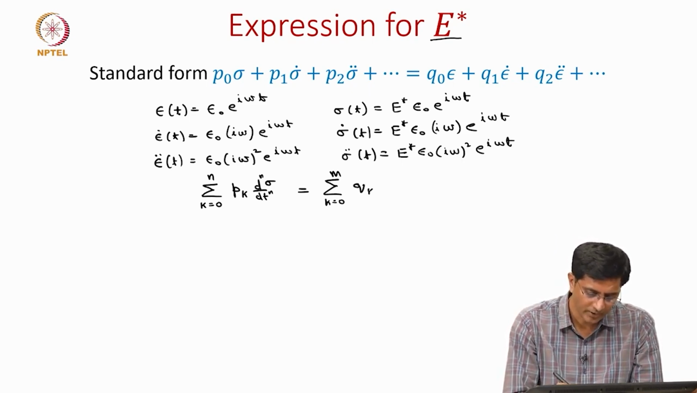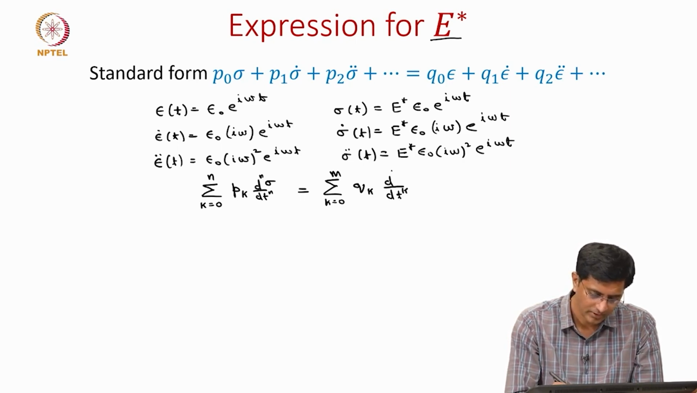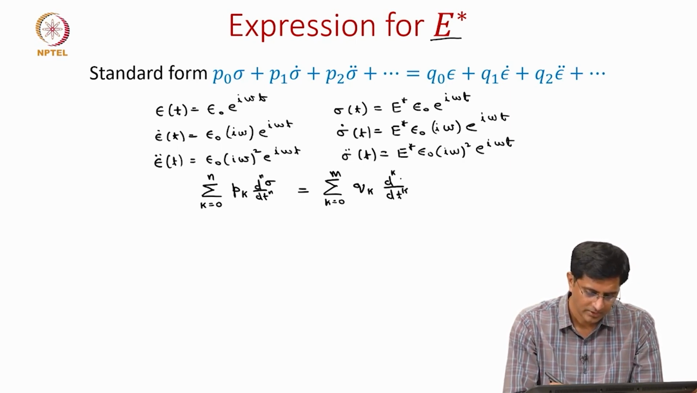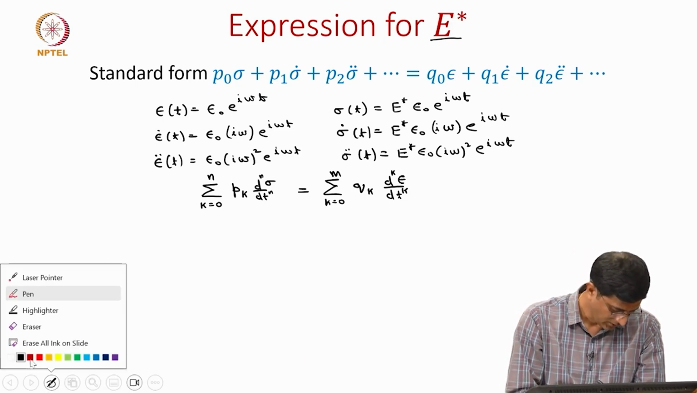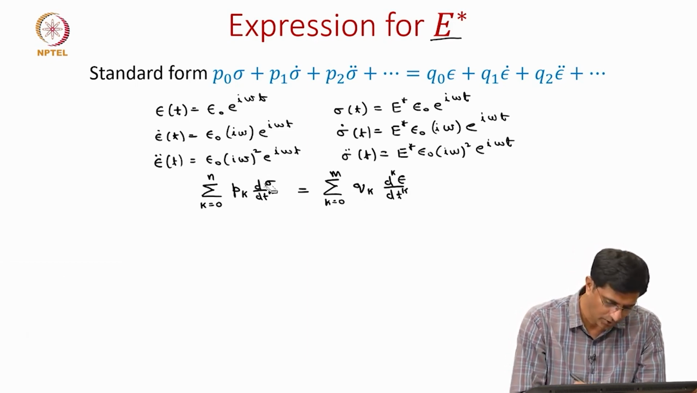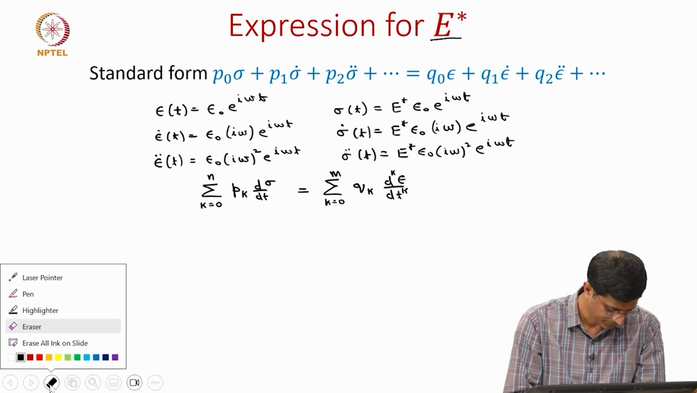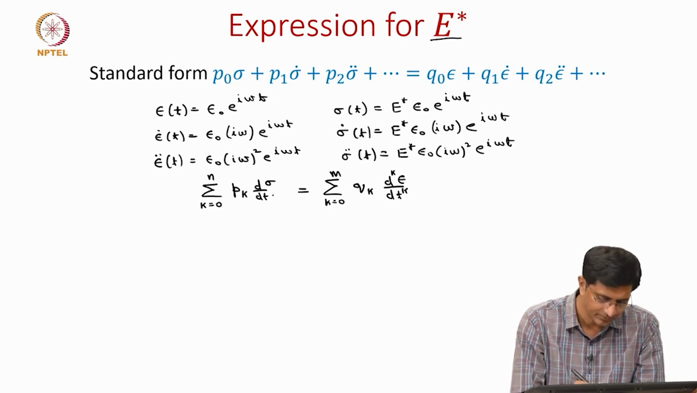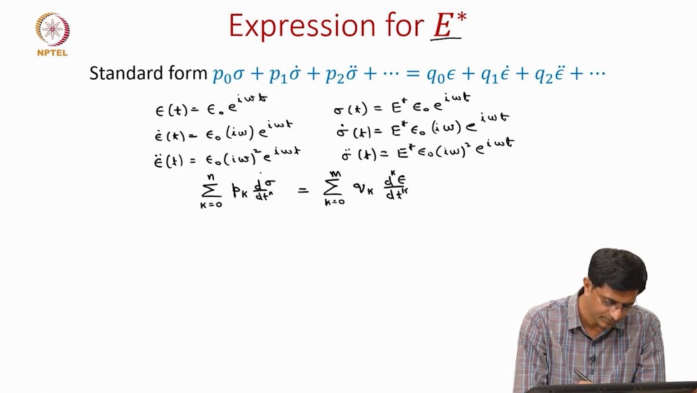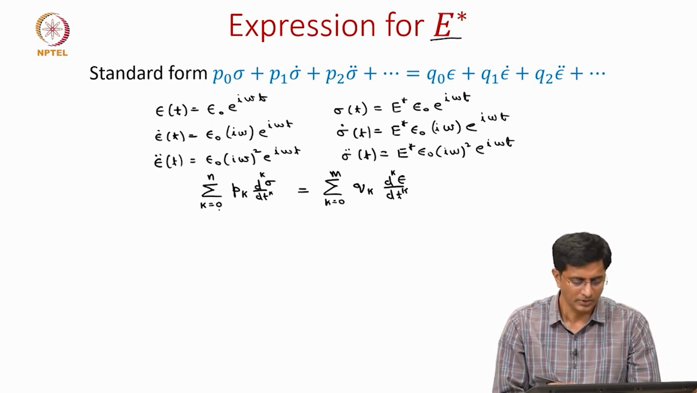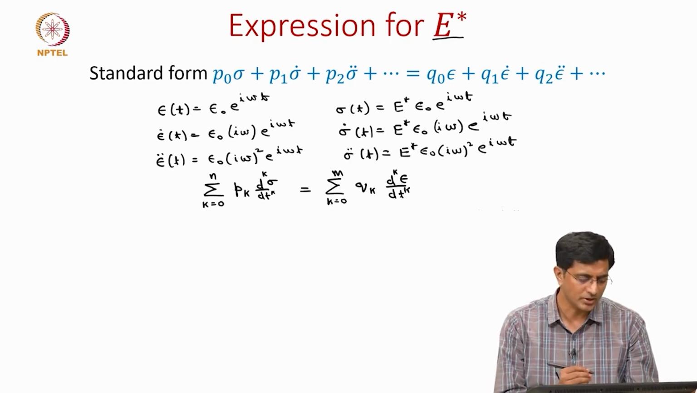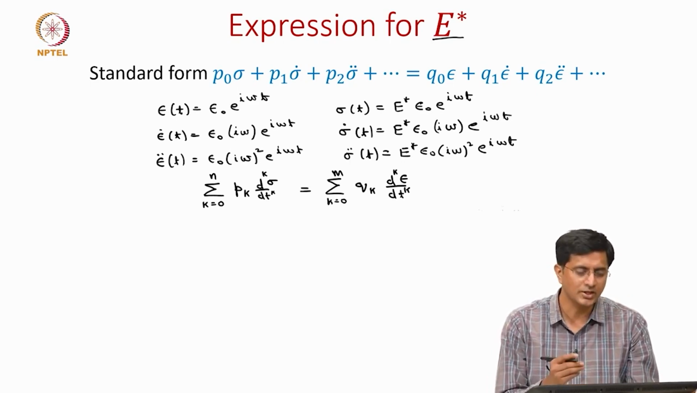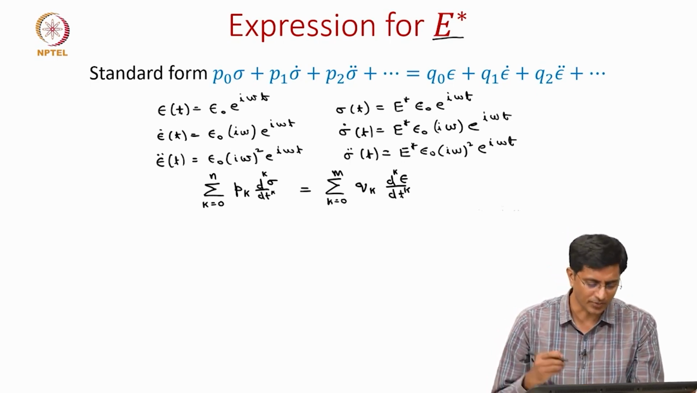It will be qk times d by dt power k and strain. I need to fix this, here this is not n but k. K is the index we are looking at. Now, let us substitute this stress and strain as well as the derivatives in the standard form.